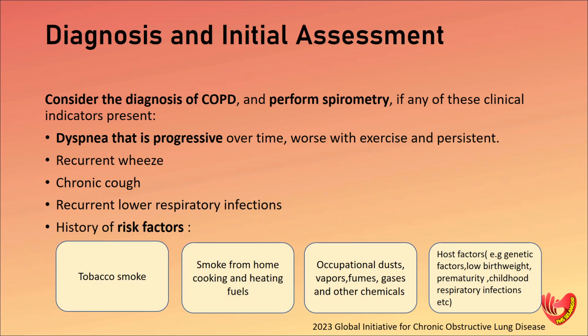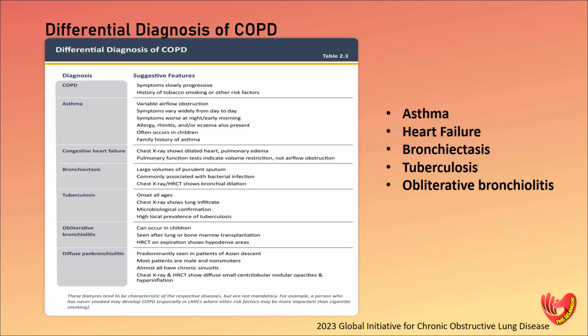The diagnosis of COPD should be considered if any of these clinical indicators are present: progressive dyspnea, recurrent wheeze, chronic cough, recurrent lower respiratory infections, and history of risk factors as mentioned in this slide. Once diagnosis of COPD has been considered, spirometry needs to be performed. Differential diagnoses of COPD that need to be considered are bronchial asthma, heart failure, bronchiectasis, tuberculosis, and others as below. The slide also mentions the suggestive features of each differential diagnosis.